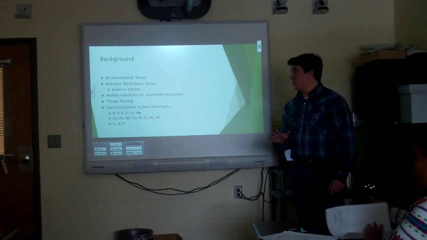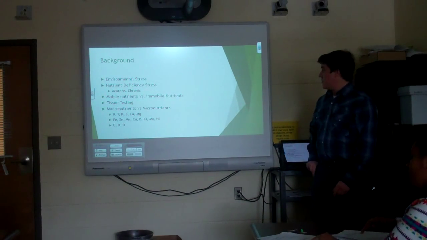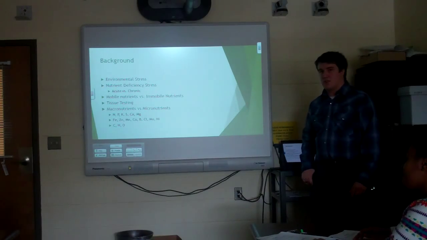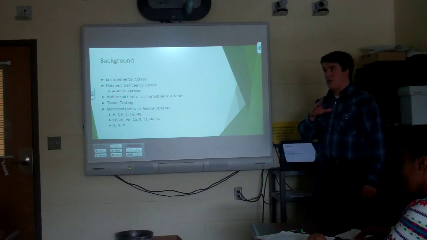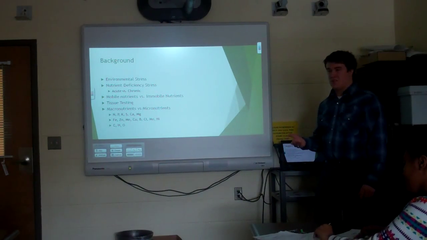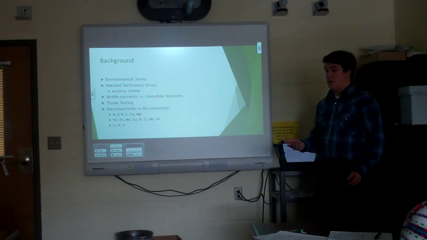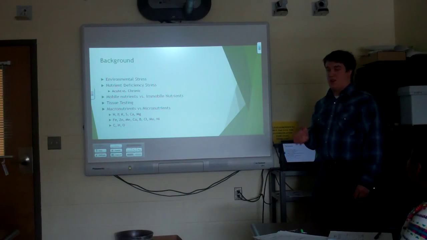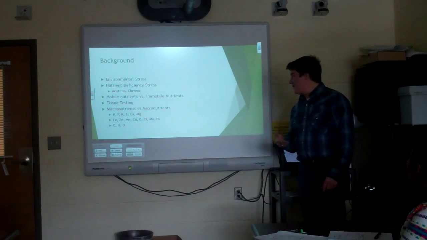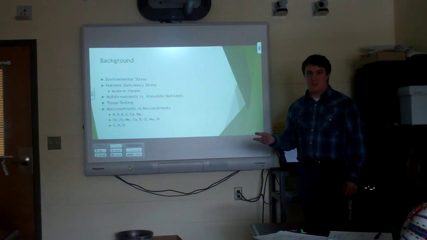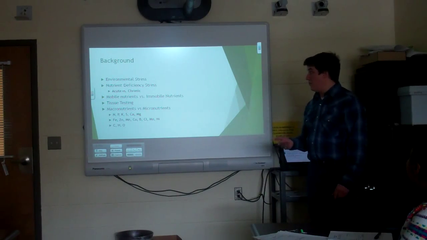One of the things you should take away: mobile nutrients and immobile nutrients. Mobile nutrients are the kind of nutrients that will move in the plant when there's a deficiency. So the biggest ones would be nitrogen, phosphorus, potassium, not a plant killer. Those are the three numbers you see on a fertilizer bag in general.